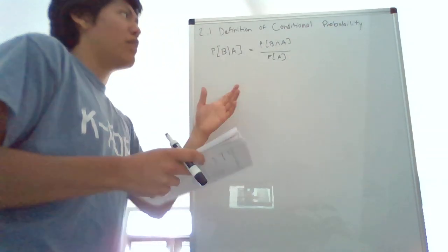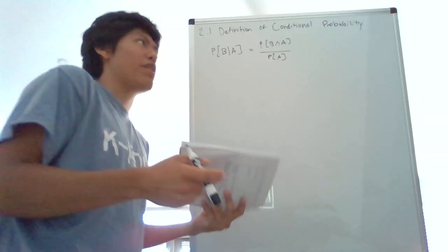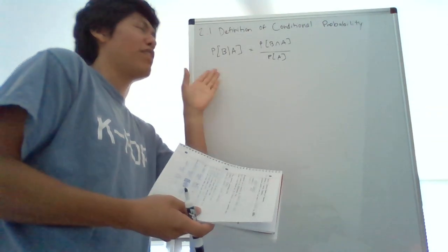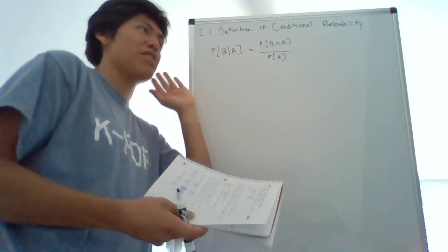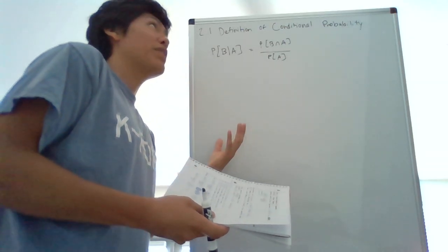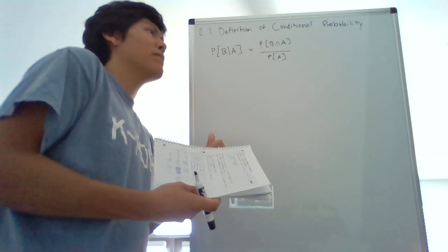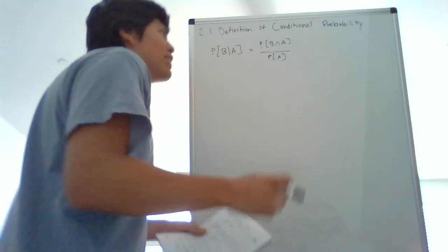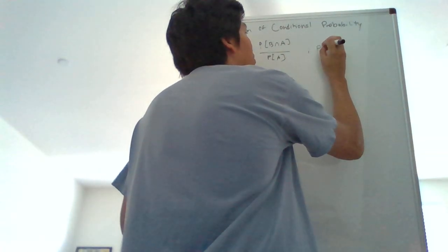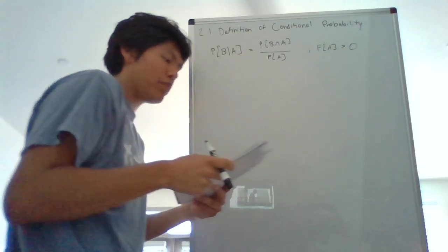And also, we can only do this if the probability of event A is greater than 0. If the probability of A is 0, then obviously this whole thing would be undefined. So the probability of A has to be greater than 0.